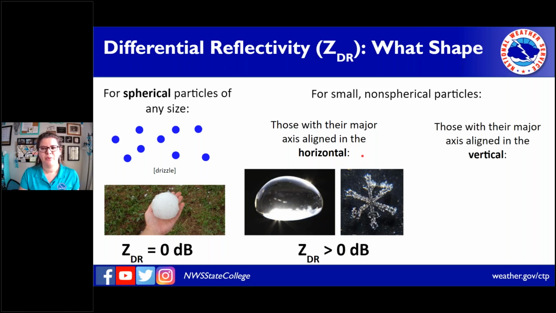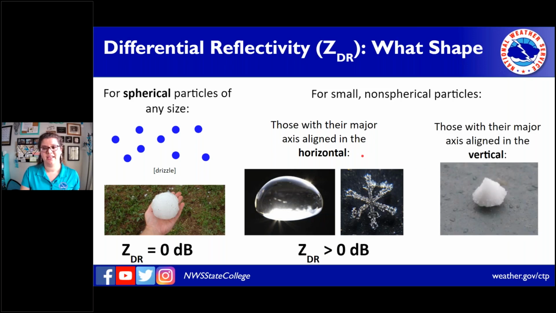Contrarily, if we have more particles aligned in the vertical axis, like conical graupel, this is actually quite common to see here in Pennsylvania in the winter months, your ZDR is going to be negative or less than 0. It's pretty rare to see ZDR that's negative. So if you do see that, you're lucky because it's not that common to see ZDR that's less than 0.